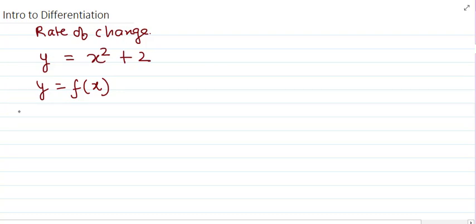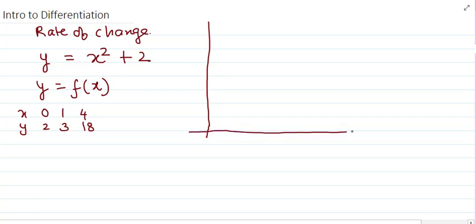For example, if I take x equal to 0, I'll get y equal to 2. If I take x equal to 1, I'll get y equal to 3. And so on. If I take x equal to 4, I'll get y equal to 18. And using these values, I can plot a graph of y versus x. So let us say we get a graph of y versus x. And this graph for this particular function, let's say is something like this.